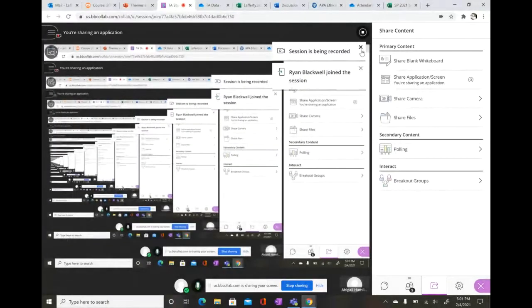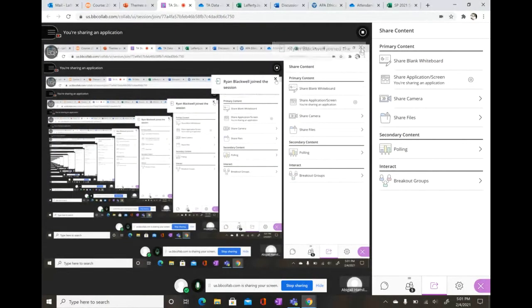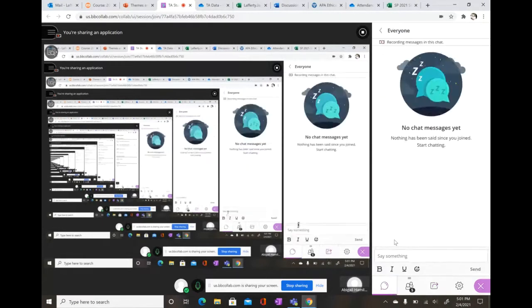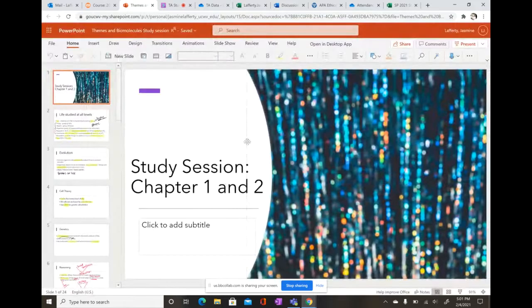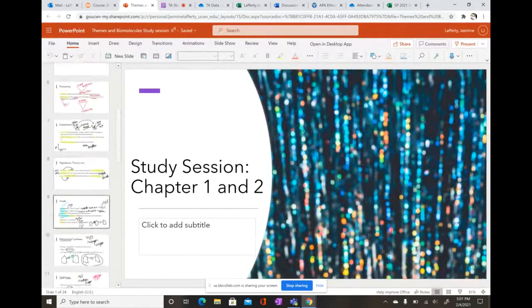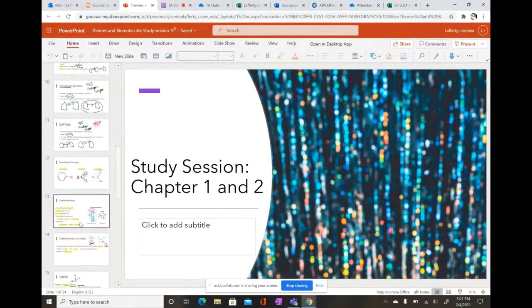So last week we did talk about biomolecules some, but this week I want to start at carbs and go all the way through to proteins. We haven't gotten into nucleic acids yet, but I do have slides on that. So let's go ahead. This is the same PowerPoint as last week. This is kind of the same material.